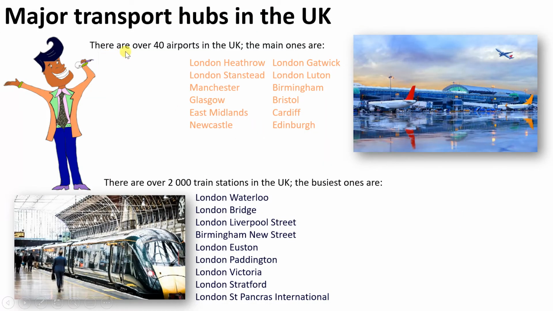So let's have a look at what are the major transport hubs in the UK. There are over 40 airports in the UK. The main 12 are listed below in orange. There are over 2,000 train stations in the UK. The busiest ones are listed below, and you can see how many are in London alone. That's 1, 2, 3, 4, 5, 6, 7, there's 8 main London stations, and Birmingham New Street also a major station there too.